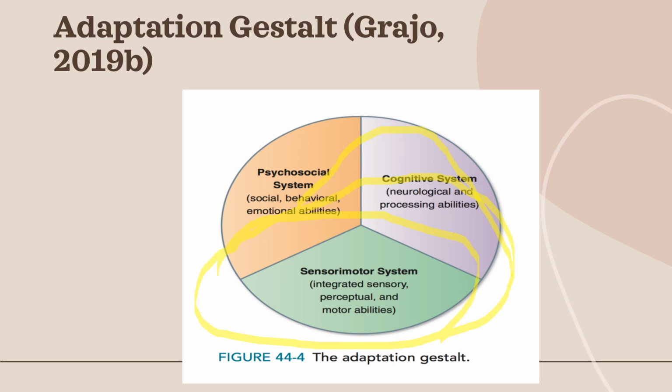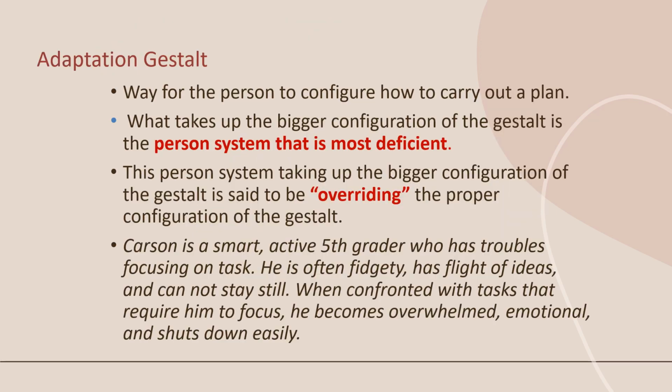Okay, so the gestalt is what does his situation look like in a picture? So the gestalt is the way for the person to configure how to carry out a plan. So what takes up the bigger configuration of the gestalt is the person system that is most deficient. And we decided his was his physical part. So this person system taking up the bigger configuration of the gestalt is said to be overriding the proper configuration of the gestalt. So here's another example.